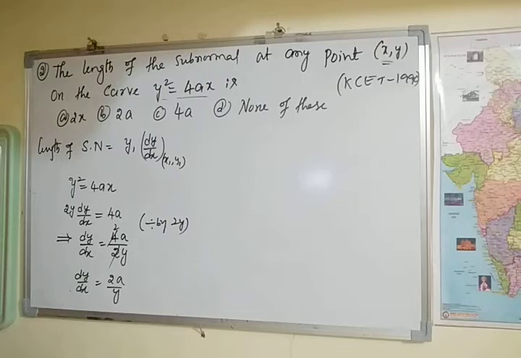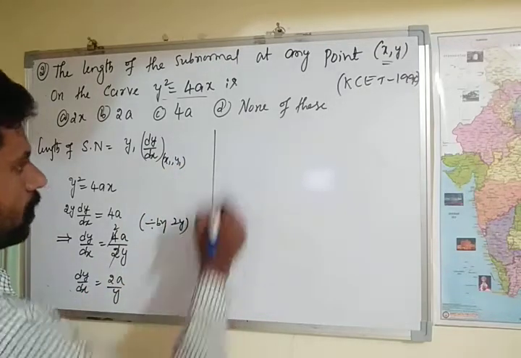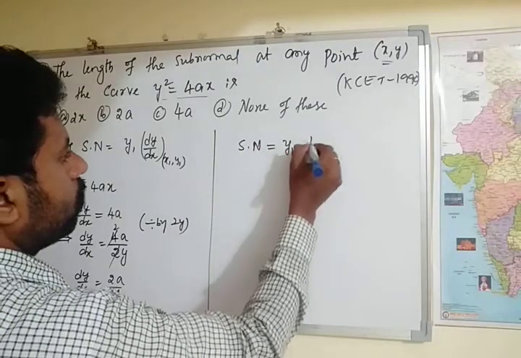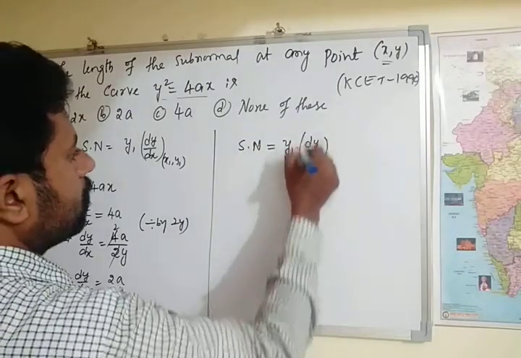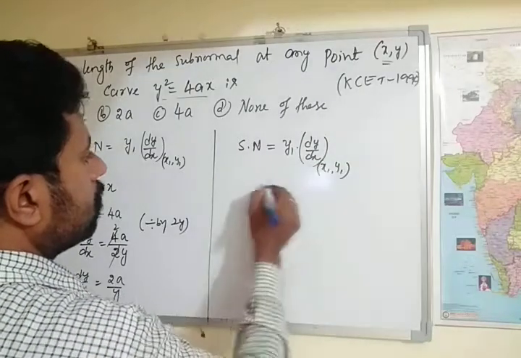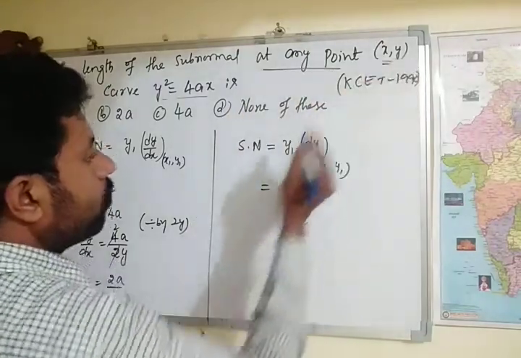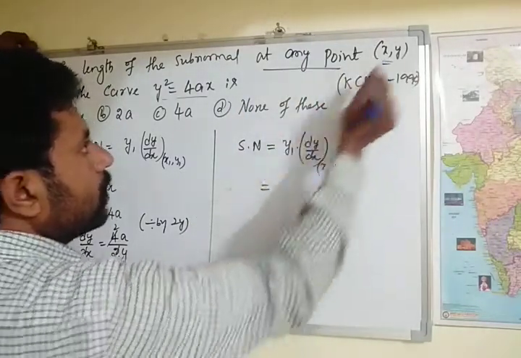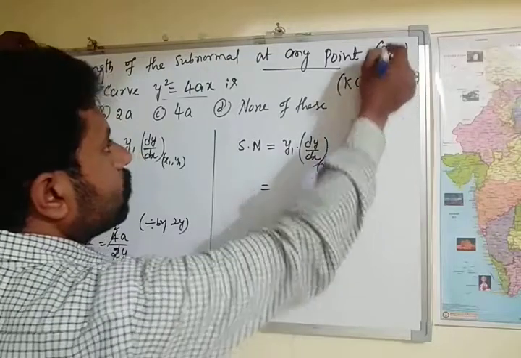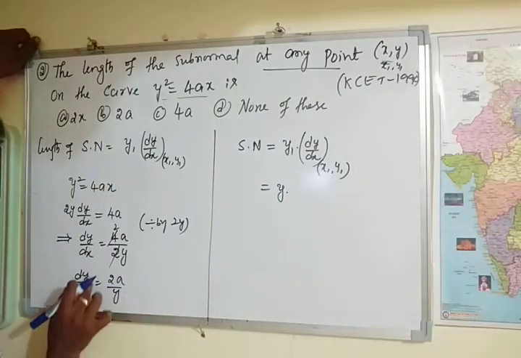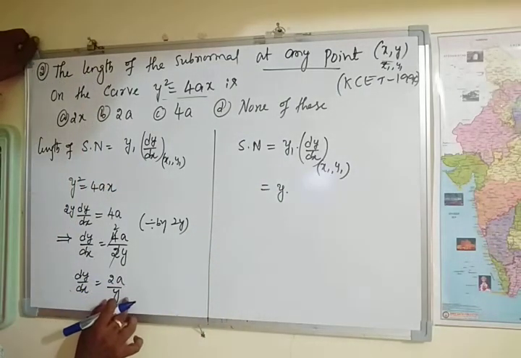Next, we have to find dy by dx at the point (x, y), or use the length of subnormal formula y1 into dy by dx at the point (x1, y1). Here the point given is (x, y), so we consider x1 comma y1: x1 is x, y1 is y. So y1 is y into dy by dx, which is 2a by y.